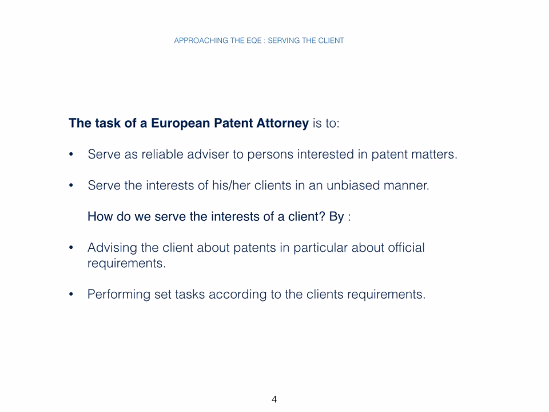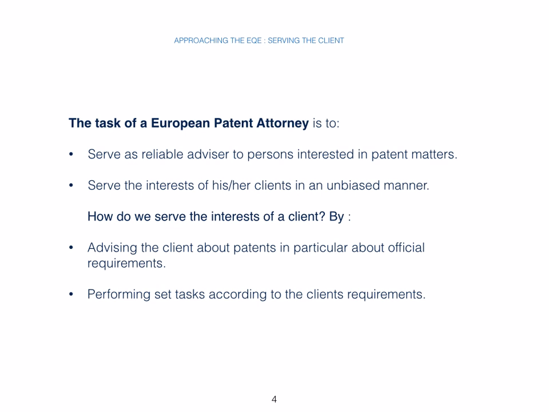According to the EPI, that is the Institute of Professional Representatives Code of Conduct, the task of a European patent attorney includes serving as a reliable advisor to persons interested in patent matters and serving the interests of his or her clients in an unbiased manner.